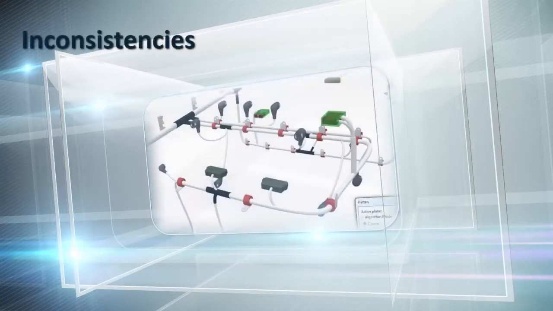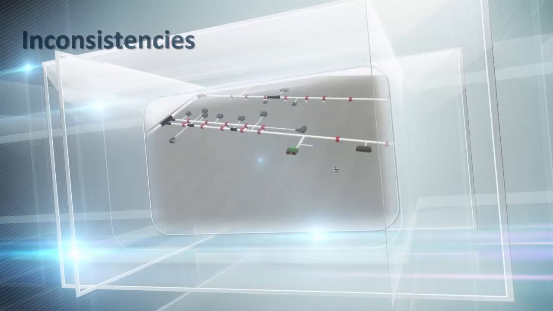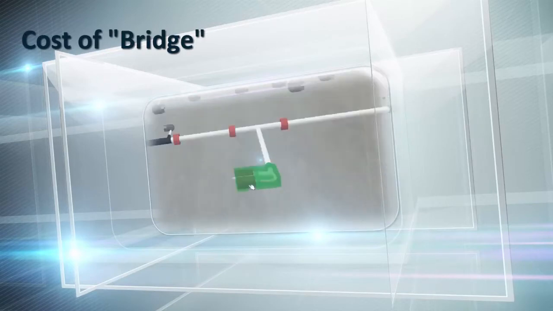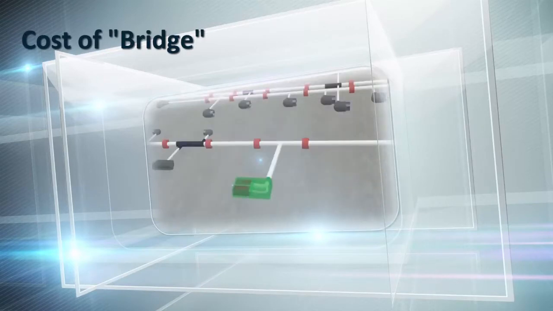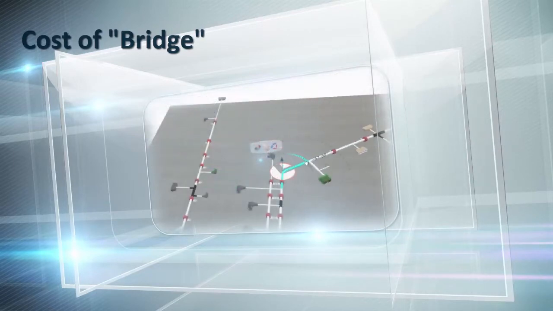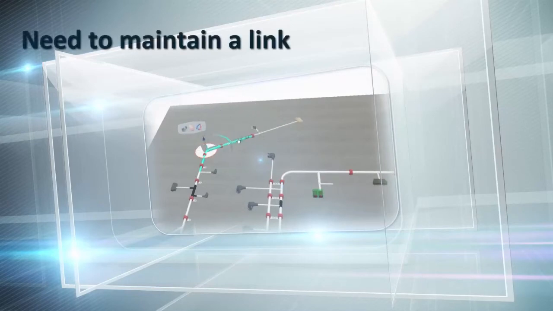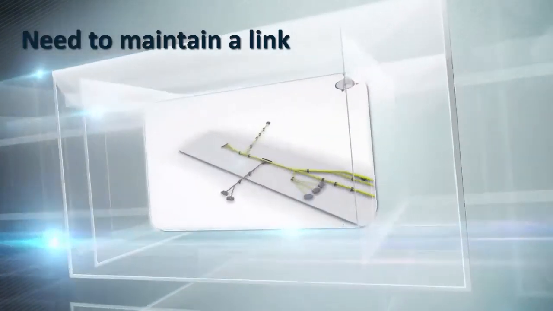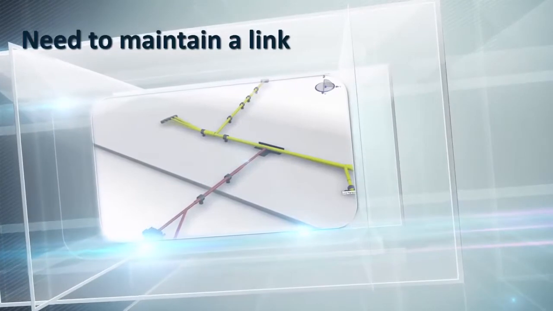Inconsistencies between the 3D mockup and the manufacturing documentation. The cost for developing, implementing, and maintaining a software interface or bridge between CATIA 3D harness design and downstream tools for producing manufacturing documentation. The need to maintain a link between electrical schematics and manufacturing documentation, as CATIA Electrical manufacturing preparation can integrate exported information directly from electrical schematics tools.